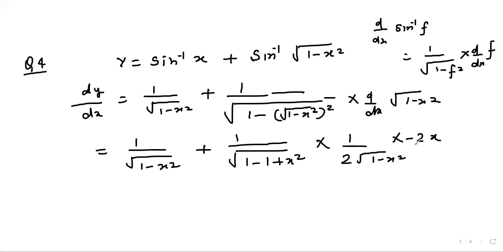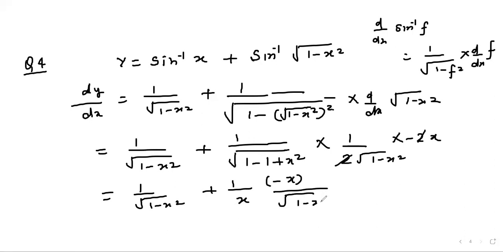Now we further simplify. So from here 1 upon root of 1 minus x square, and this will become 1 upon, 1 will cancel out, root x square will give x, and this 2 will cancel out. So here we will get minus x divided by root of 1 minus x square. This x will cancel out. So we will get 1 upon root of 1 minus x square minus 1 upon root of 1 minus x square. That will give 0. Now, let's see the next question.